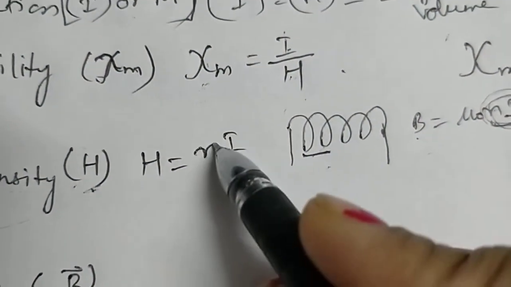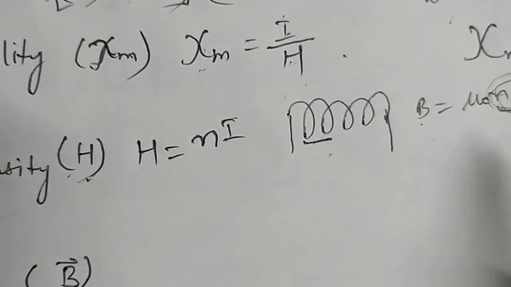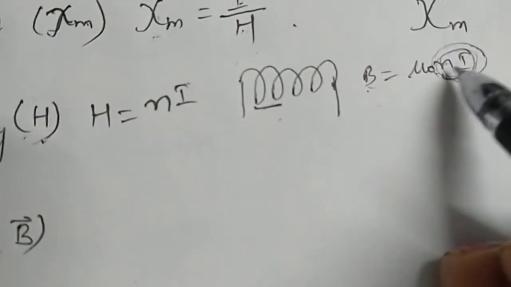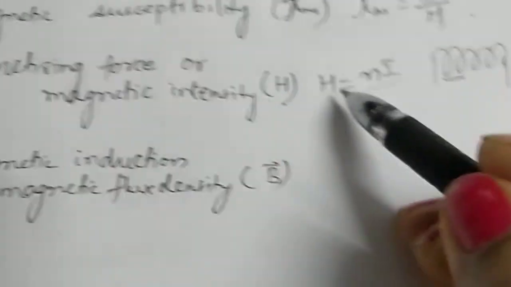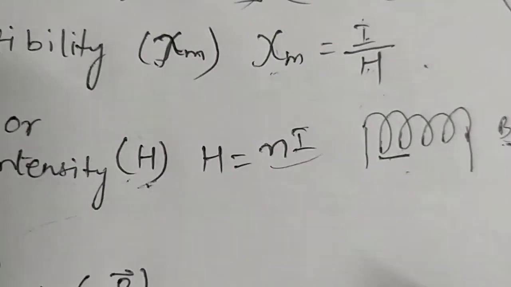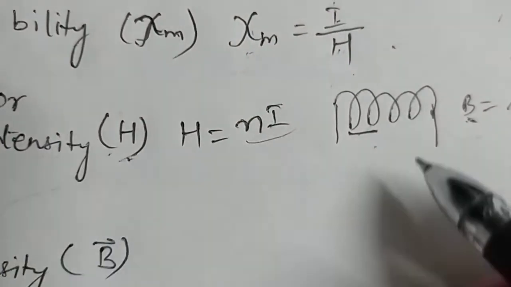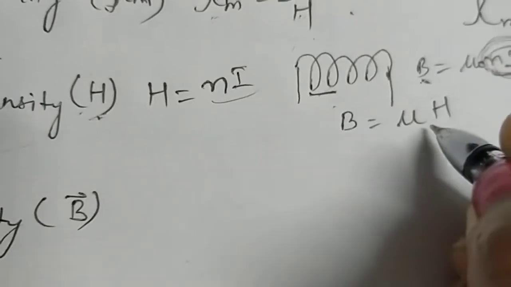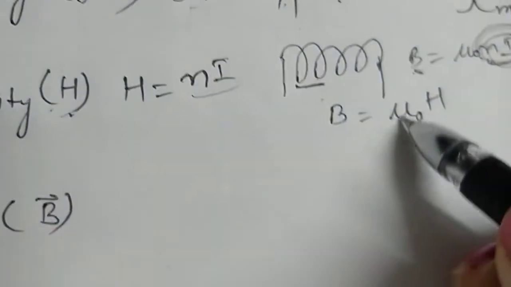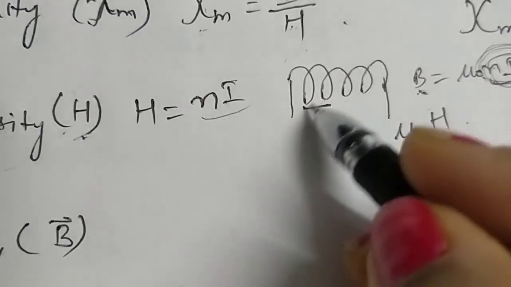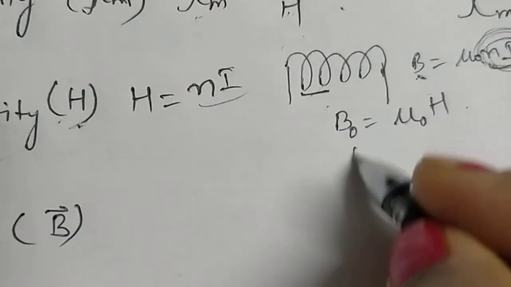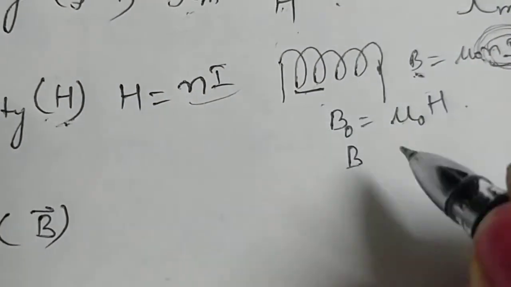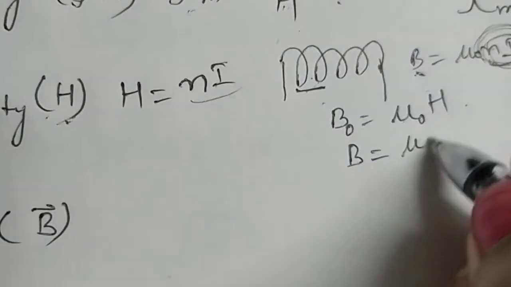If this is the number of turns per unit length carrying current I, then you have magnetic field B equal to mu naught Ni. So B is due to this term Ni. This is called magnetizing force. Okay, so what is the relation between B and H? B is equal to mu naught H if it is free space inside. And if it's not free space, you have a magnetic material inside, then mu naught is replaced by some other value, and the magnetic field will become mu H.